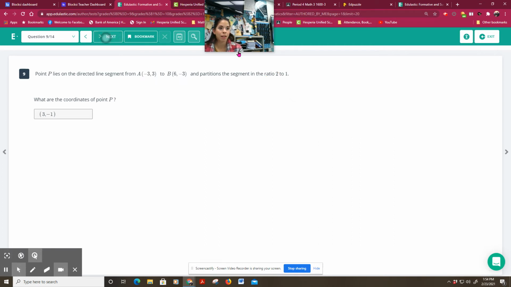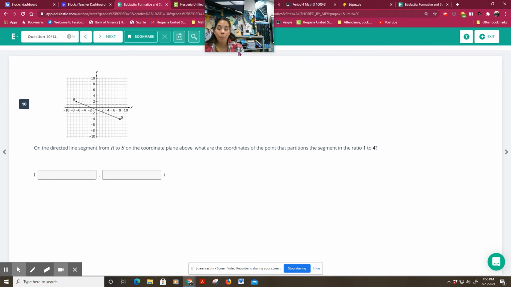All right. Number 10. We have a picture of a graph this time, but it's another directed line segment question. On the directed line segment from R to S, on the coordinate plane above, what are the coordinates of the point that partitions the segment in the ratio 1 to 4? So the total number of parts is 1 plus 4, which is 5. It's always the first number out of the total, so it's 1/5 of the way. Okay, and from here, you can either write down what the coordinates of R and S are and find the slope with the formula, or you can count the rise over the run.